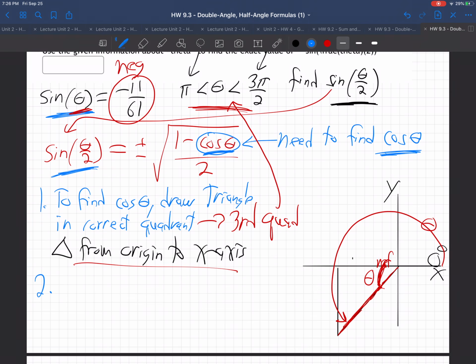Okay, number 2. Find two sides by the whole SOHCAHTOA.